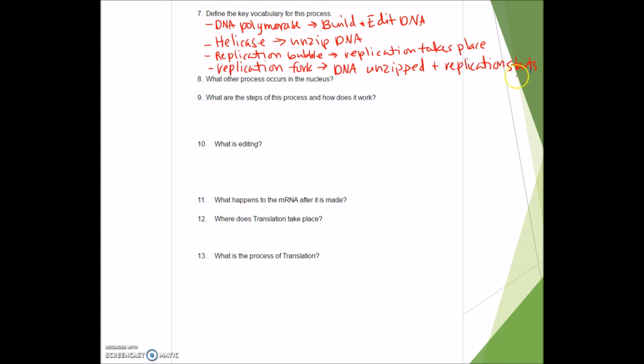Okay, so it says, what's the other process that occurs in the nucleus? Well, we've actually learned about two. We have DNA packaging, but that happens during prophase. And this happens during prophase that we learned earlier. This happens in the nucleus, where we make the nucleosomes and our DNA wraps around histones. But that's not the one we're talking about. The one that we want to focus on for this is transcription.